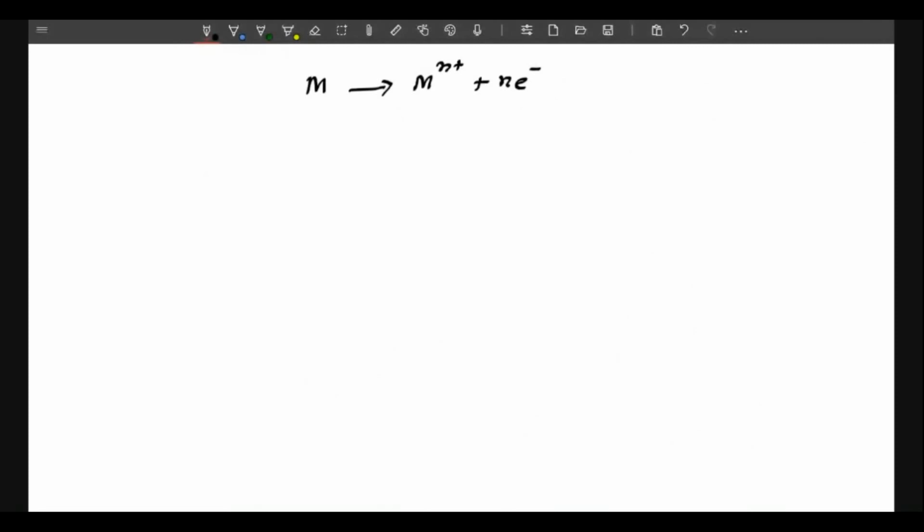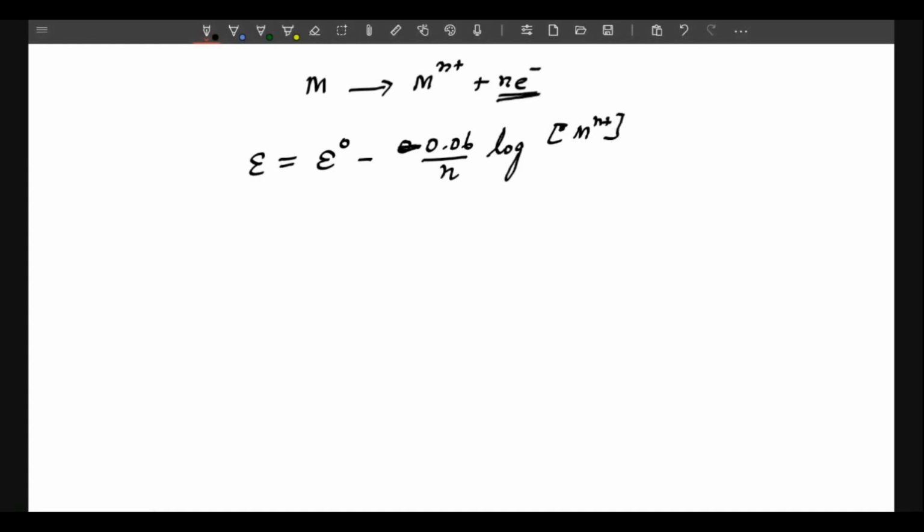This equation represents this electrode reaction, not a net reaction, because it involves the electron on the product side. Therefore, in such cases, you can write epsilon is equal to epsilon naught minus 0.06 by n, n being the number of electrons involved in the process, into the log of the concentration of M n+.